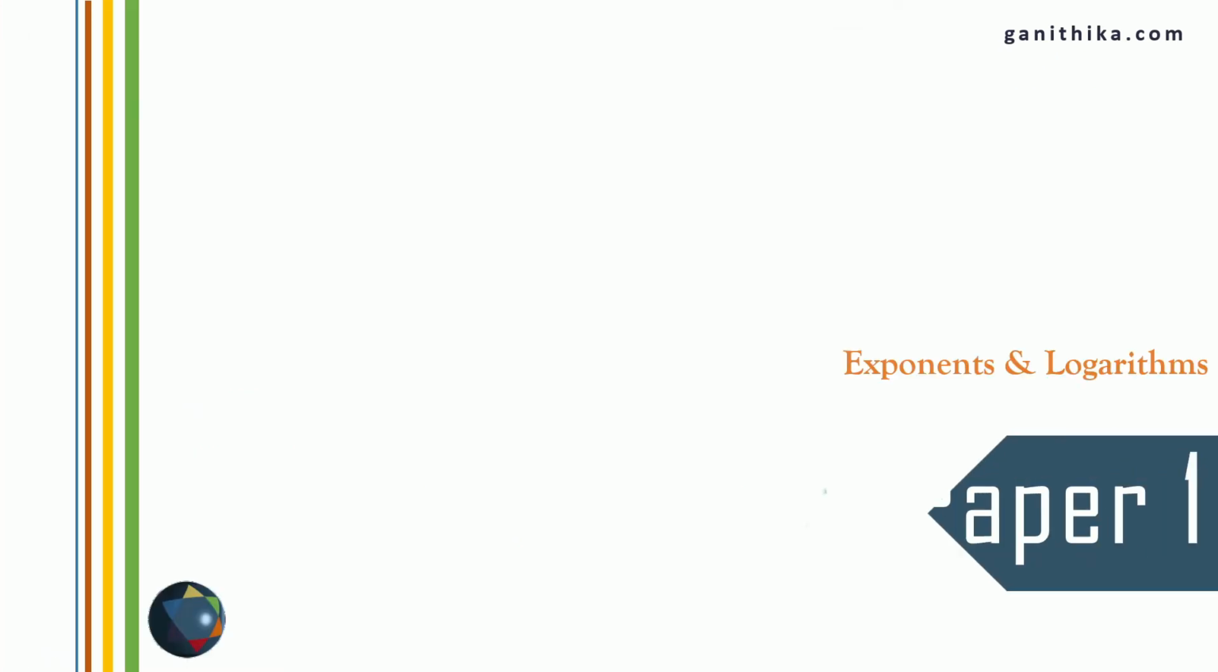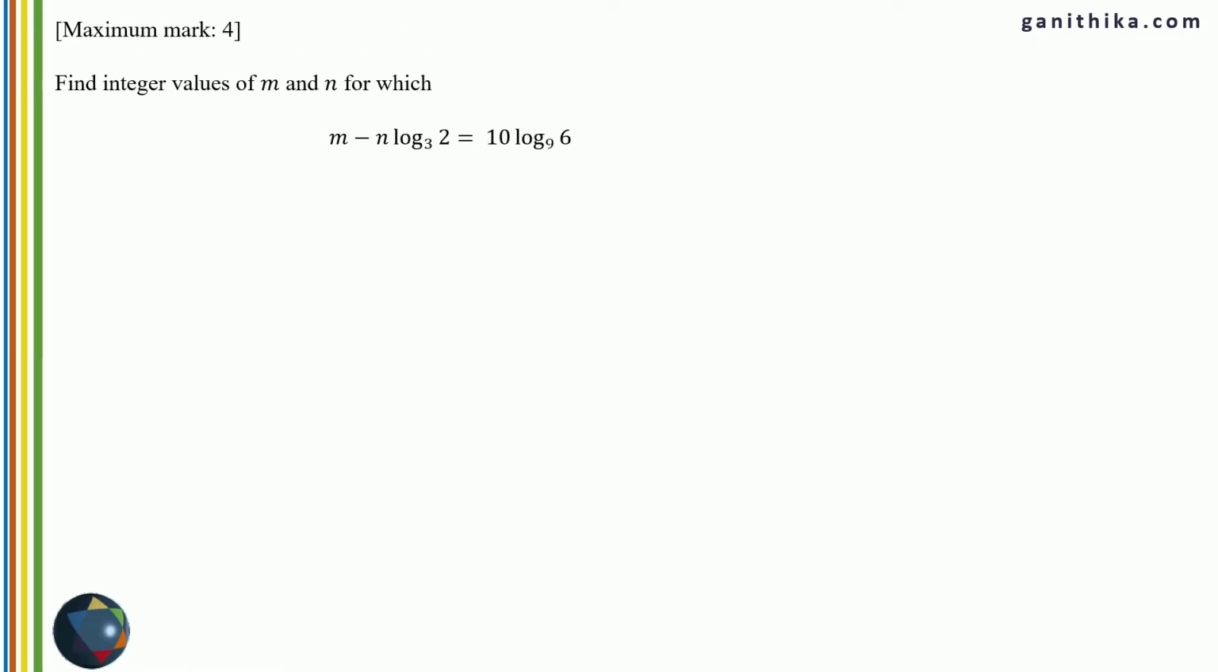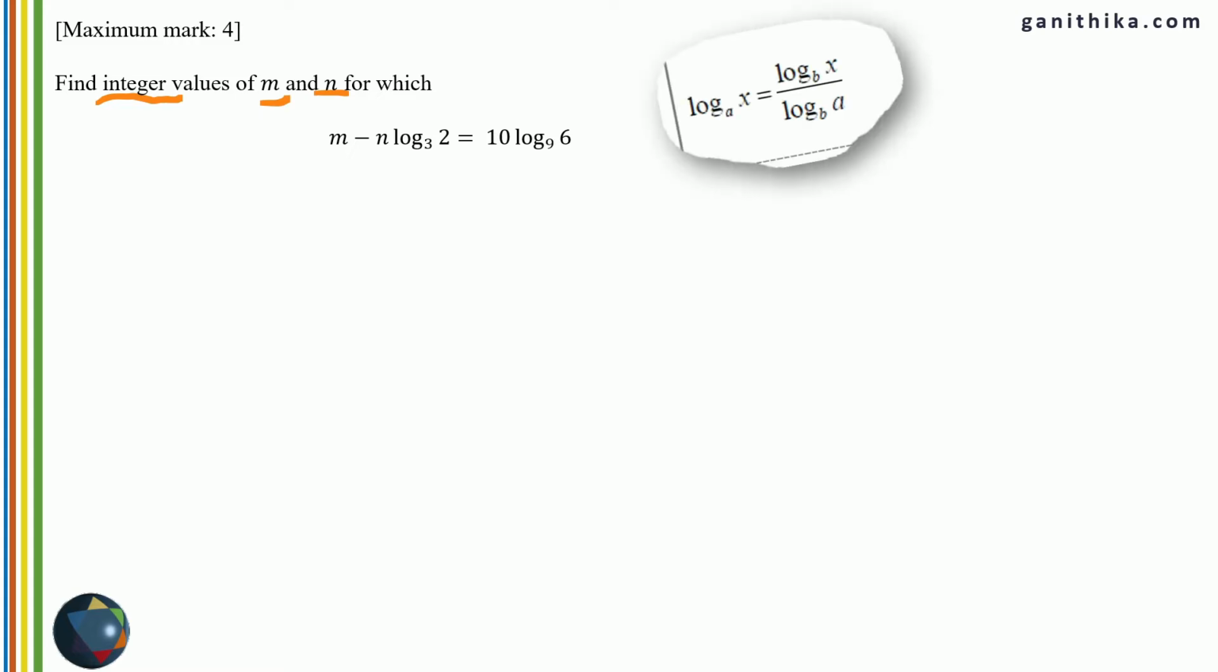So let's proceed further with paper 1 questions. The first question is: find integer values of m and n for which m minus n log 2 base 3 is equal to 10 log 6 base 9. You can see that the left hand side has a log to base 3 and the right hand side has the log to base 9. Therefore, you have to use the change of base rule in order to change one of the bases to the other. It is easy to change base 9 to base 3, as here log 6 base 9 is equal to log 6 base 3 divided by log 9 base 3.